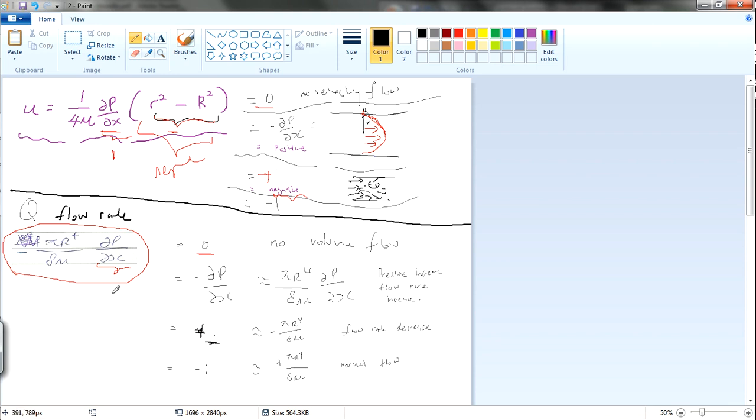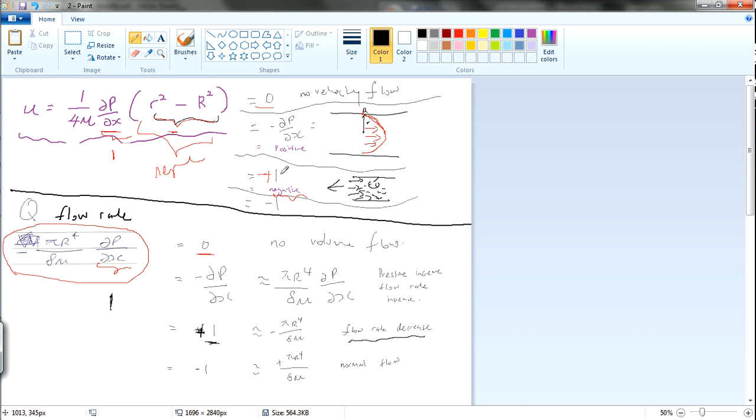So if I have +1 over here, my whole flow rate is going to decrease. It's going to go in a negative way. The flow rate is going to go in a negative way, so it's going to be very turbulent and maybe in this direction. I don't know, so I'll leave you to find out.